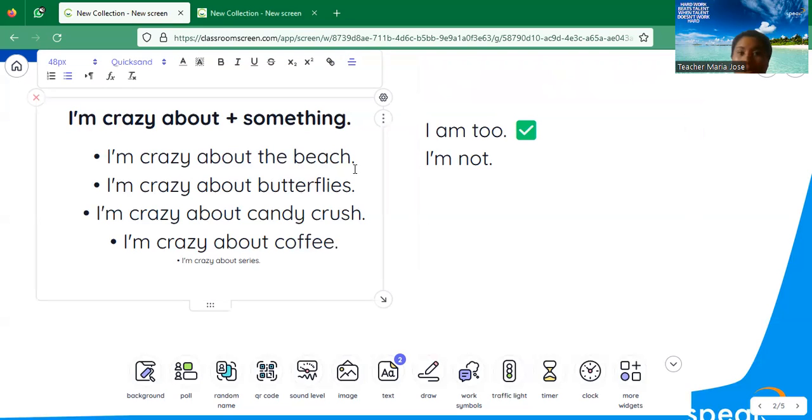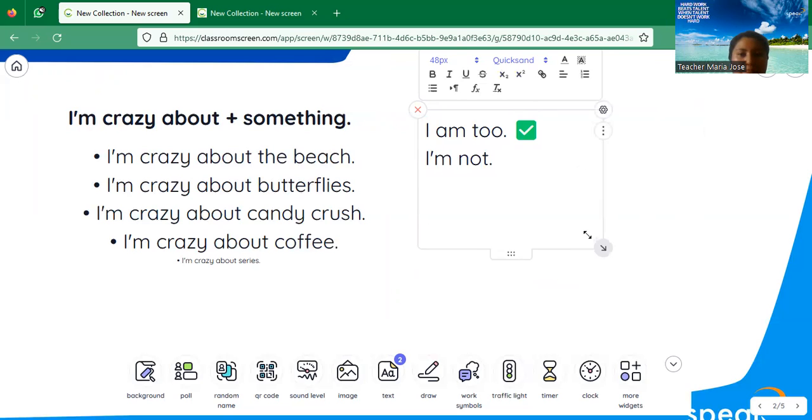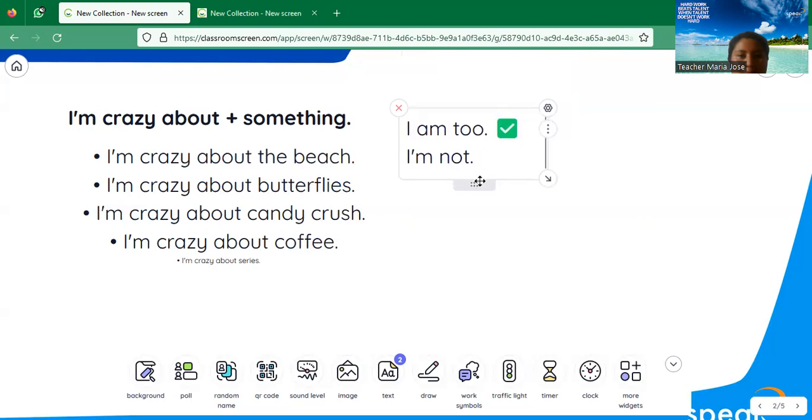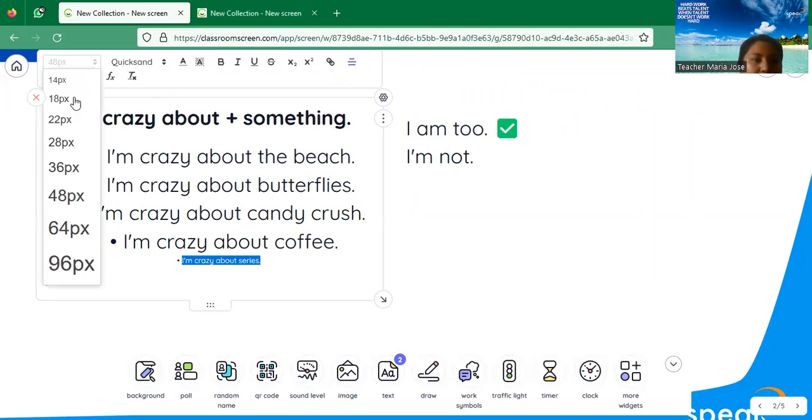Because remember that this is not a question. This is just a sentence. So for the sentence, we just use the affirmative like I am too or so am I. And the negative, the normal. Well, I'm not. Okay, very good. Let's continue. What about if I tell you the next one? I'm crazy about butterflies. What can you tell me, Julio?